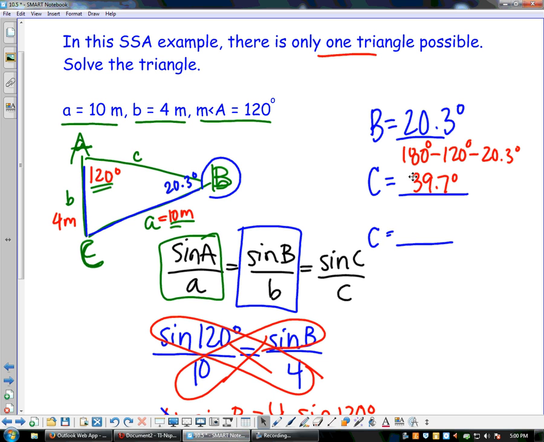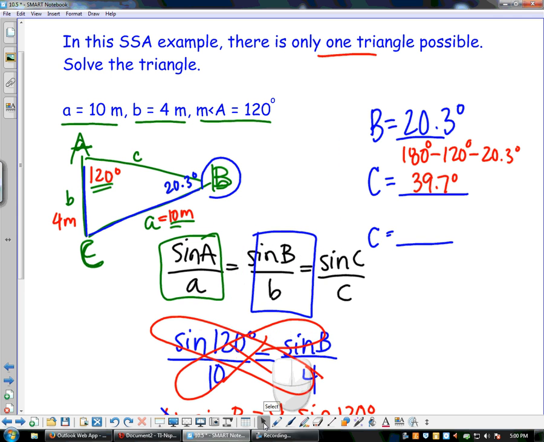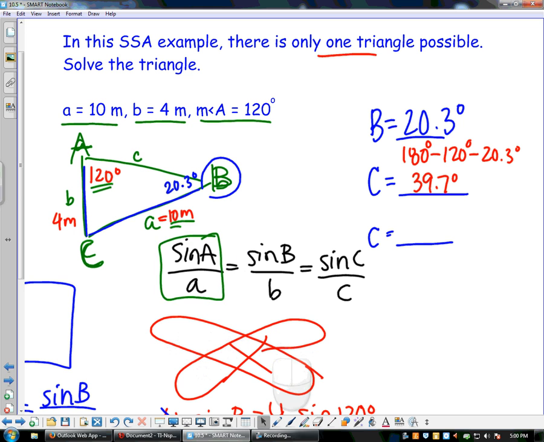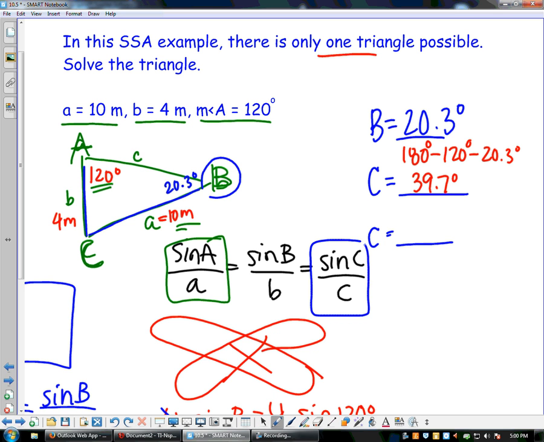All right, last up now, I need to find the side length of C. Based on our original information, we already knew about sine A. We were given the 120 and given the 10, so I still want to use this one to help me solve. I don't need that other information anymore. I am now looking for information about C, so I'm going to use this setup here. I'm really going to be using the fact that sine of A over lowercase a is equal to sine of angle C over side length C.